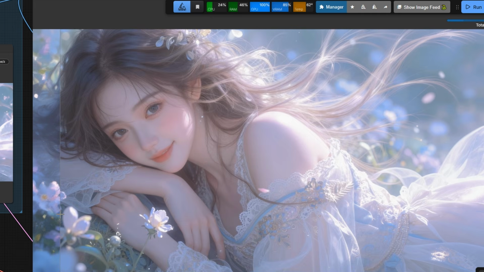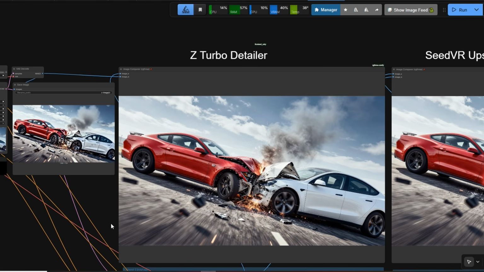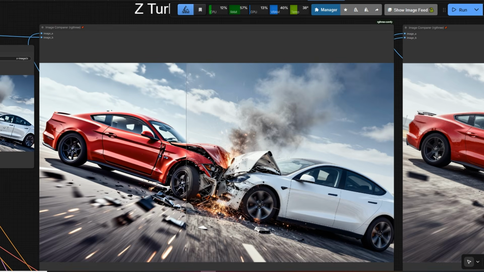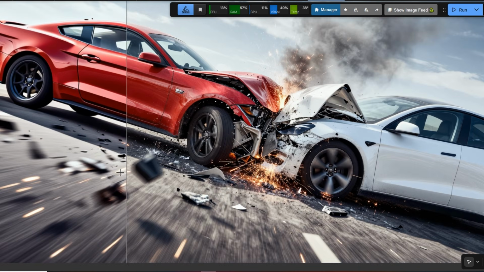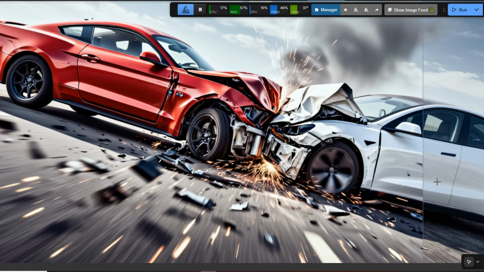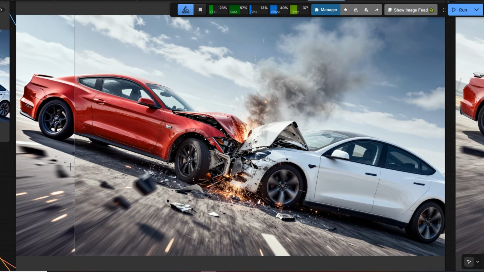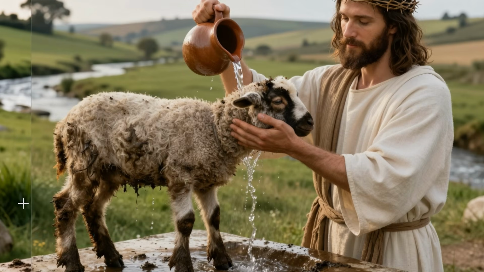Here is another prompt test on the base models. With Z Image Turbo, it was hard to get a metal bending deformation on the car hood, but with Z Image Base, I get the exact prompt result. The car hood bends due to the collision. Then, with the Turbo Latent Detailer, the sparks become even more detailed. Look at the tiny sparks. The detail is amazing.